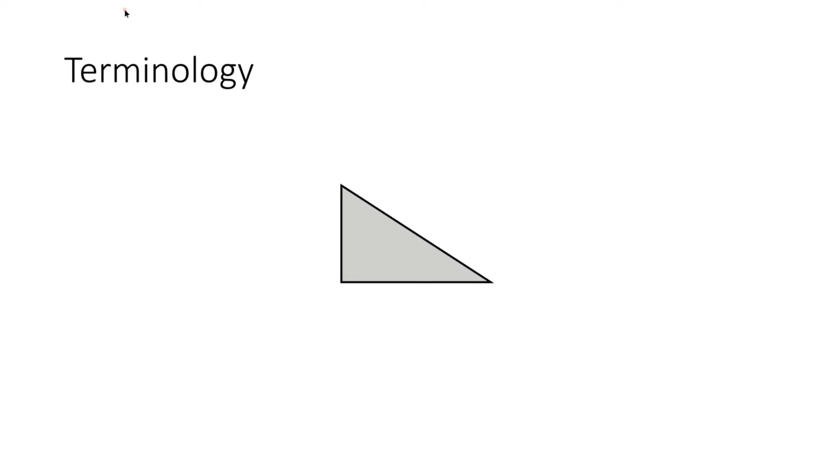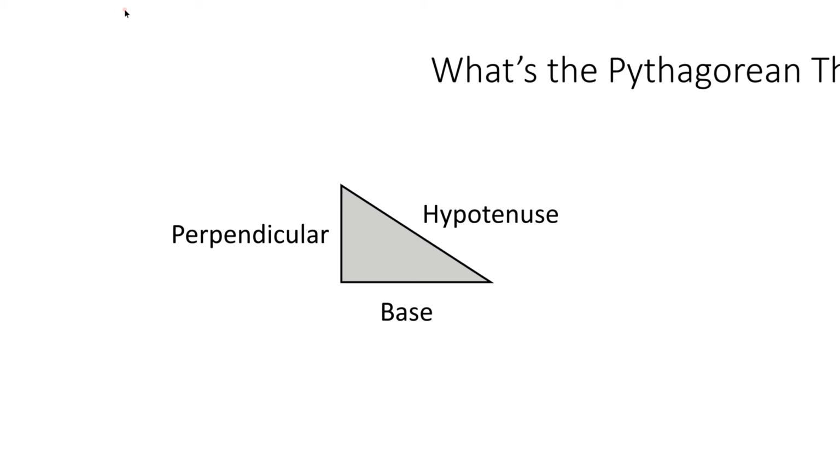So let's start with some terminology. If you have a right triangle sitting flat on the ground like this, the bottom side is the base, the side perpendicular to the base is the perpendicular, and the longest side of the triangle is the hypotenuse.